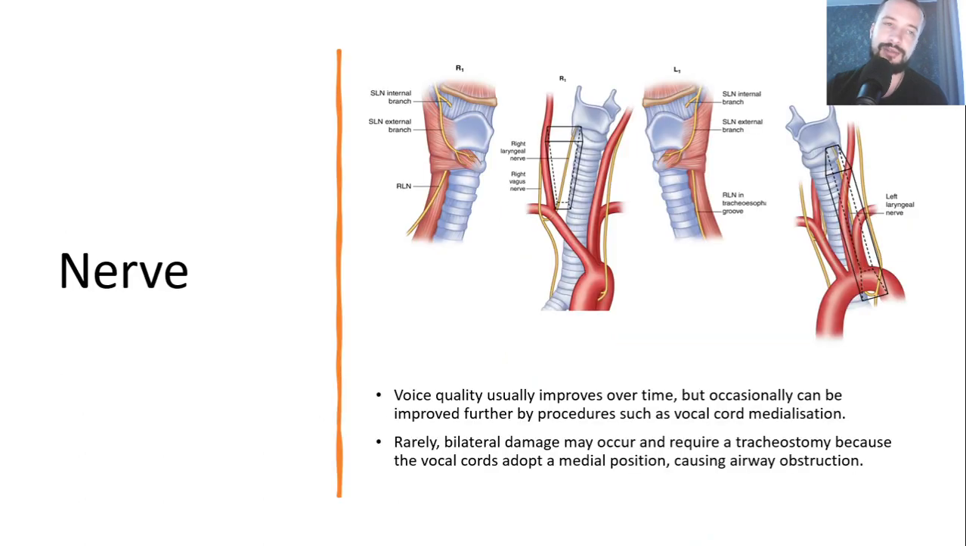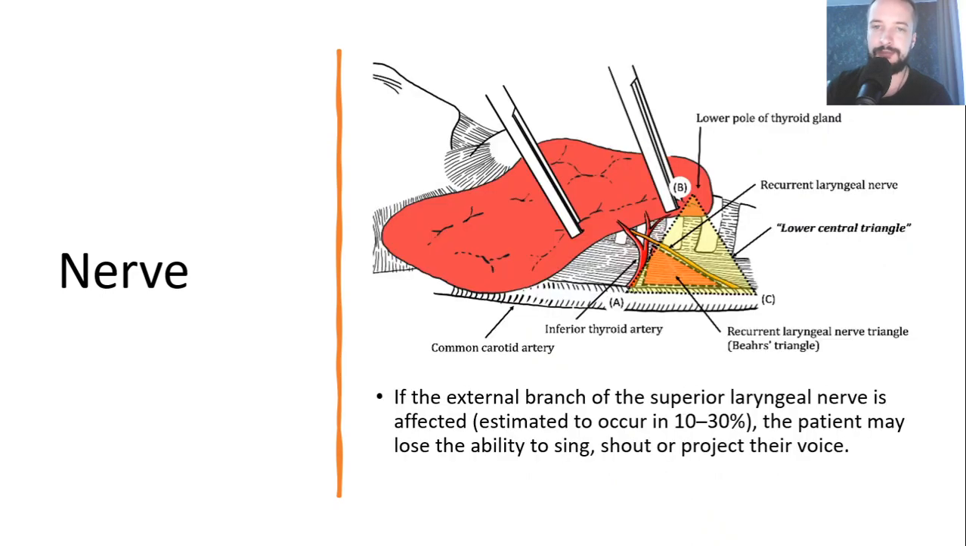because sometimes we do not have this anatomy and we have some variants. Voice quality usually improves over time, but occasionally can be improved further by procedures such as vocal cord medialization. Rarely, bilateral damage may occur and require a tracheostomy because the vocal cords adopt a medial position, causing airway obstruction. And there you see some other variants of anatomy.